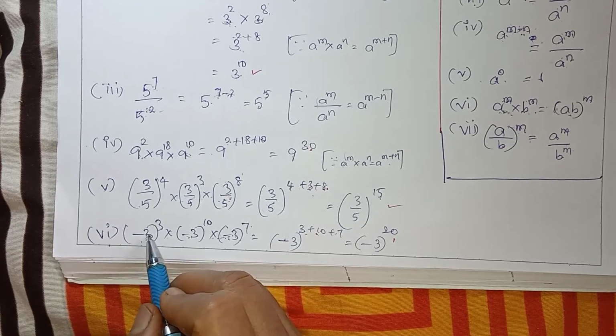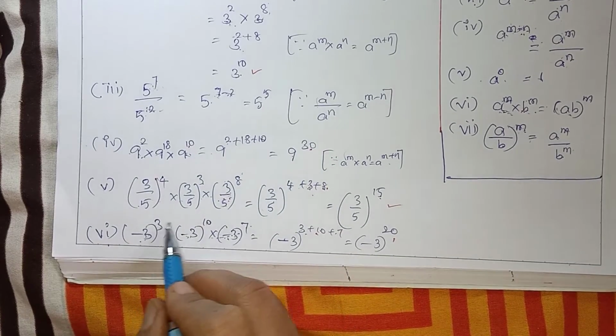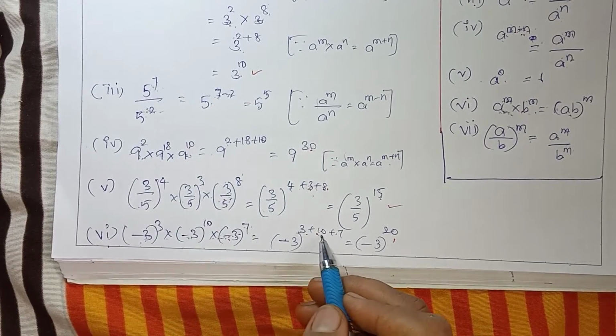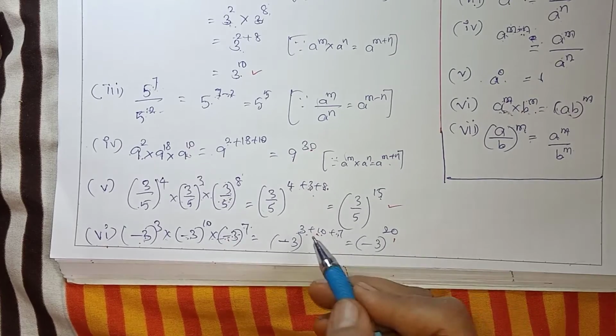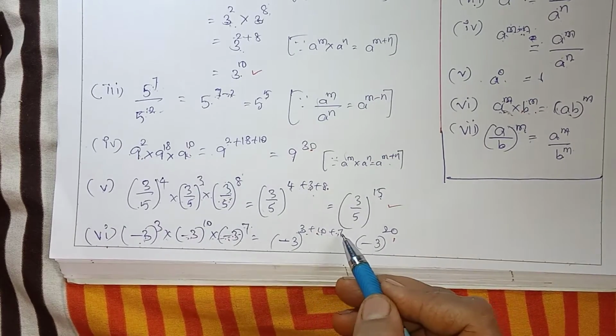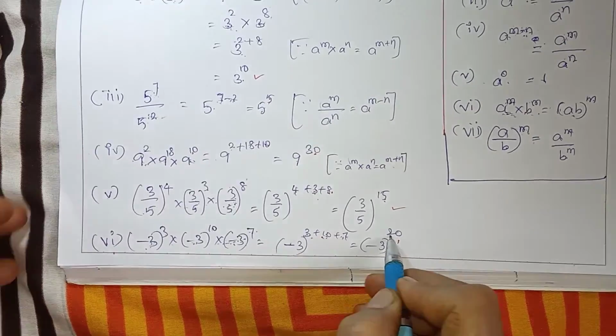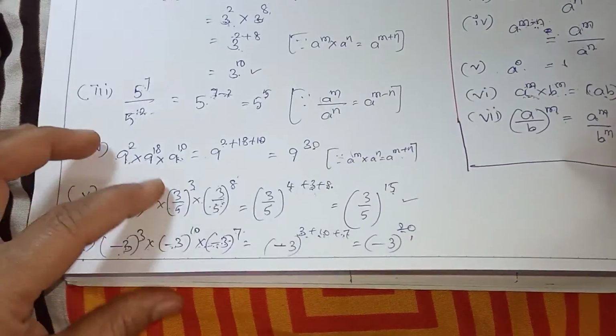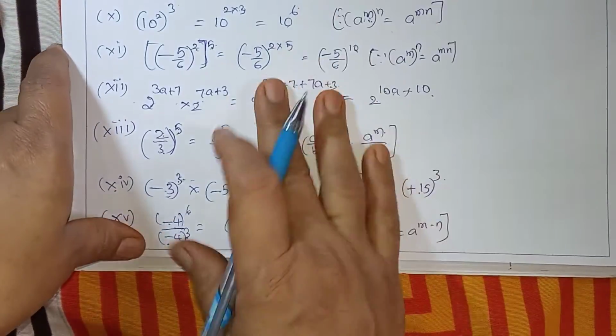Okay, next, here bases are equal. You just simply add the powers. 3 plus 10 plus 7, which is equal to 3 plus 10, 13, 13 plus 7, 20. Okay, next question. Next question also.